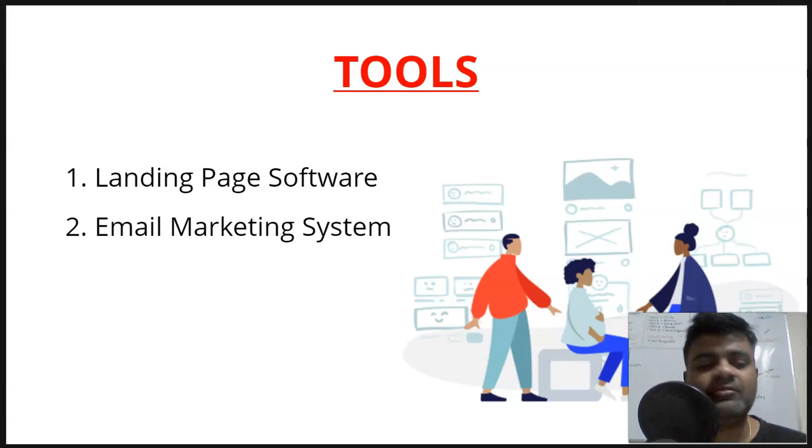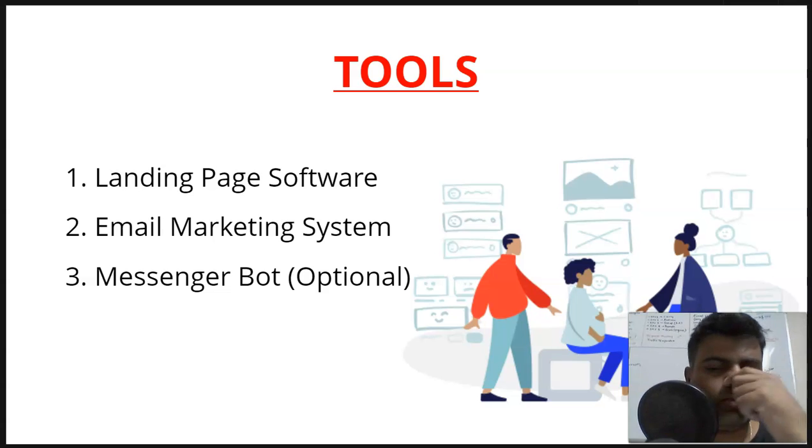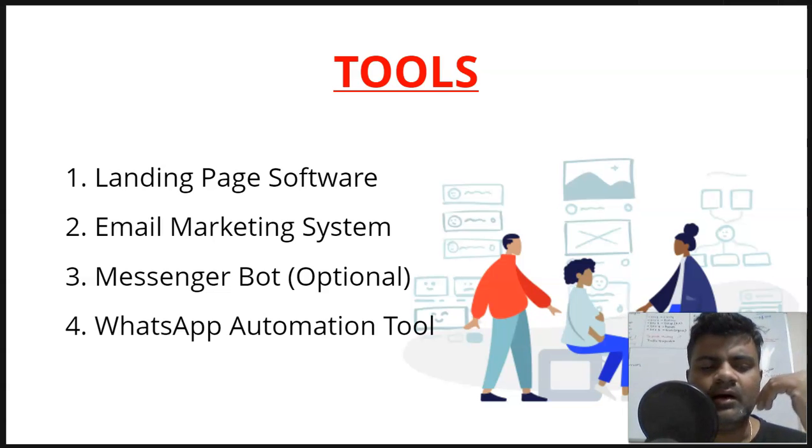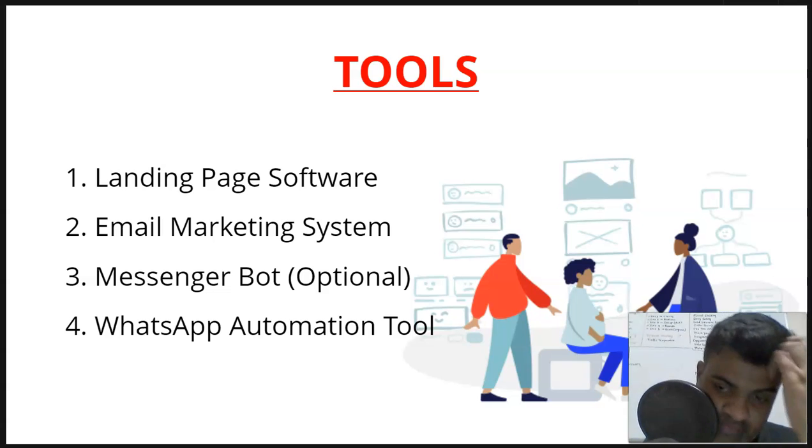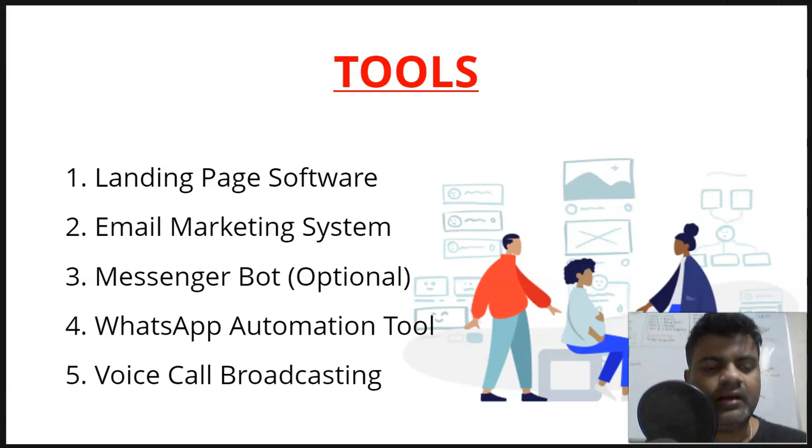There are so many CRMs you can actually go and purchase. Number 3 is Messenger bot. This is optional. You can go with the BuildRoll chatbot, or you can go with ManyChat as well. Number 4 is WhatsApp automation tool, which I'll cover in the later part. Number 5 is voice call broadcasting, which is like people usually receive a missed call where your voice will come.